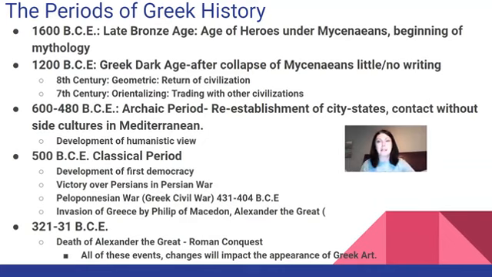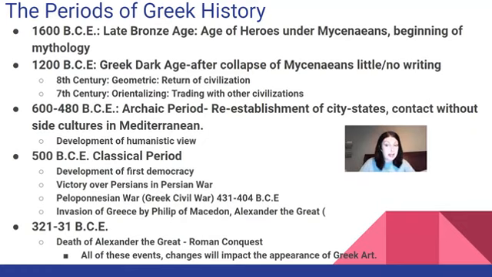And then after the Mycenaeans collapsed, who obviously weren't very intellectual people, they were more warfaring people, Greece goes into what's called a Dark Age. And a Dark Age just basically means there's not a lot of advancement going on. There's not a whole lot happening at this time.